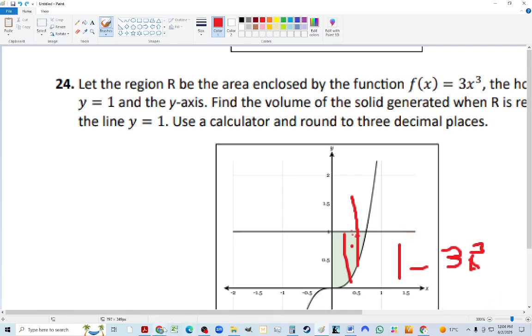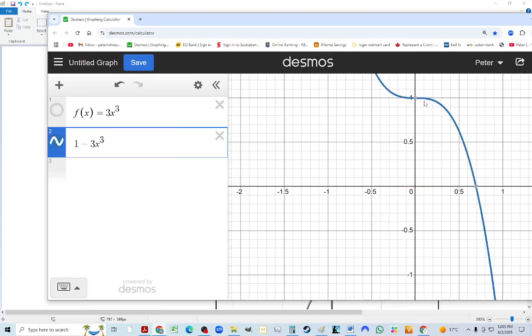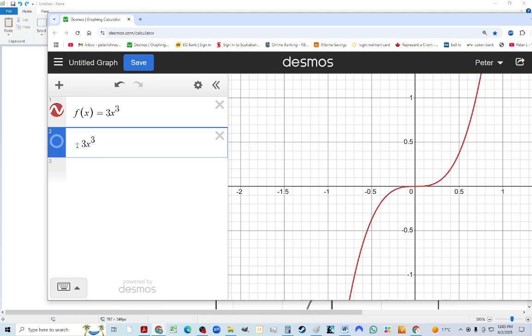This makes sense when you put it on Desmos, right? So here's the original. Finding the integral underneath this is no good. But if you look at 1 minus 3x cubed, it becomes very clear why this will work. Because suddenly the integral will give me the area that I'm interested in. See? It has taken my original graph, reflected it on the other side, and brought it up by 1 so that I can take an integral of it.